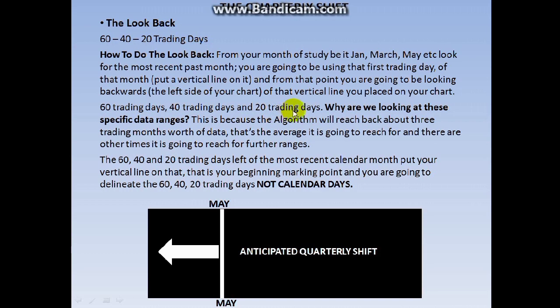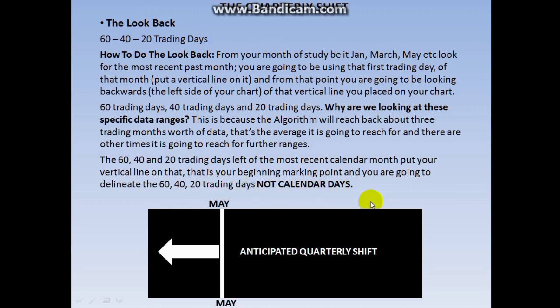Now why are we looking at these specific data ranges? This is because the algorithm will reach back about 3 trading months worth of data. That's the average it is going to reach for, and there are other times it is going to reach for further ranges. So the 60, 40, and 20 trading days are to the left of the most recent calendar month. Put your vertical line on that. That is your beginning marking point.